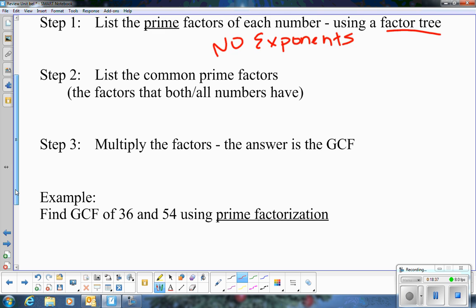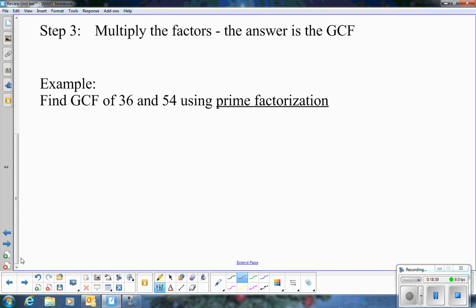All right, so let's do the example that's on the bottom. And then we're going to do another one because I'm going to prove to you that it's the same. But first we're going to use this example. We're going to find the greatest common factor of 36 and 54 using prime factorization, which means I have to do a tree. Did it say so? No. All right, so I'm going to do 36 and I'm going to do 54.